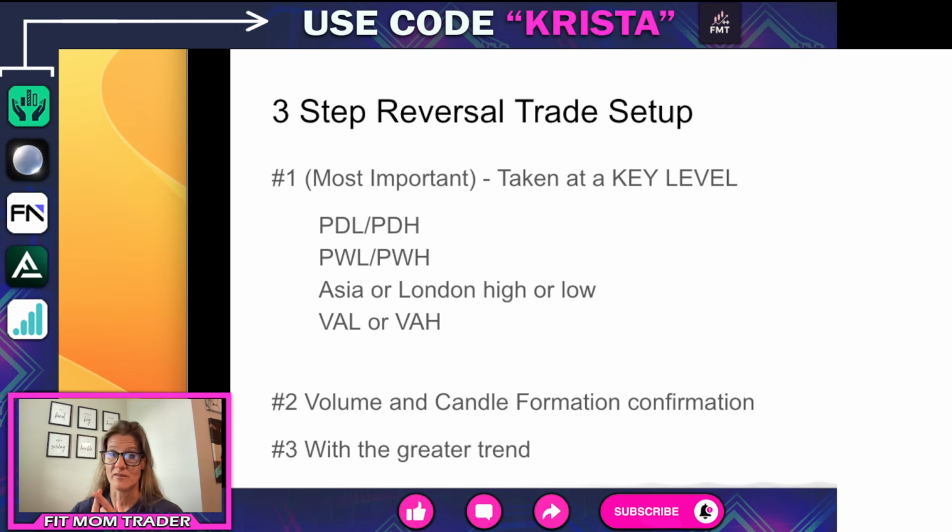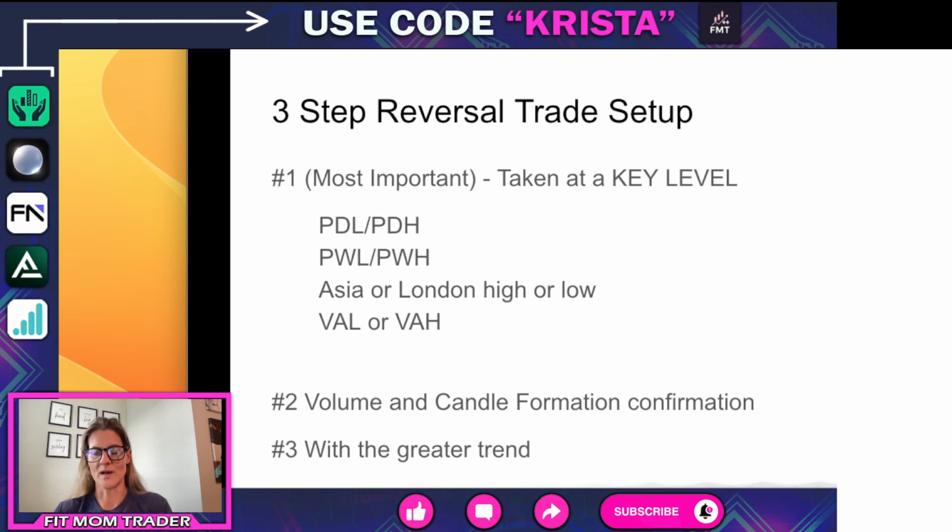Specifically, I'm looking for a wick. So let's say it's coming down into a key level and I'm looking for a potential long bounce. I want a strong wick on the bottom of that candle. And then the reverse is true. If it's coming up into a key level and I'm looking for a possible rejection short, I want a strong wick at the top of that candle. And then the candle formation, the second candle after that, or continuing candles, a strong engulfing candle in the direction that I was hoping that the trade would go.